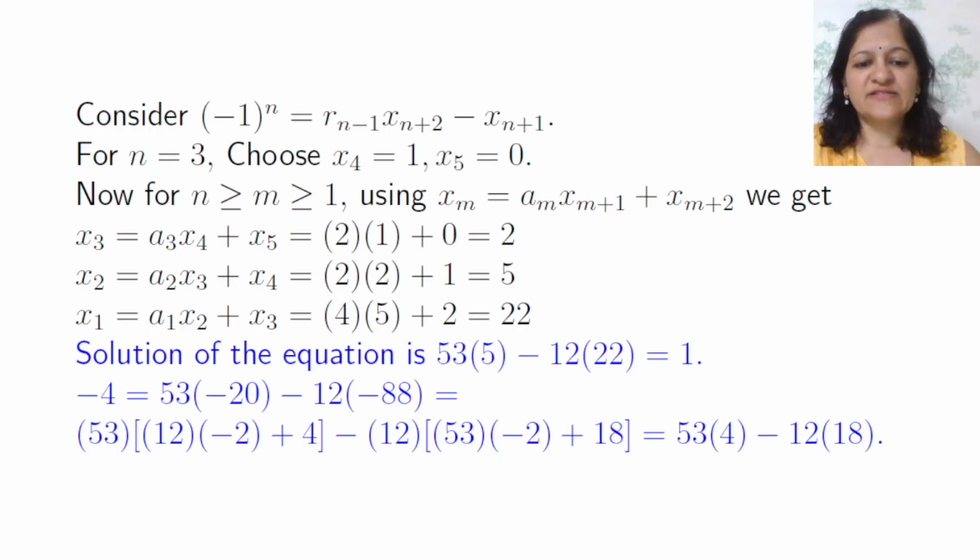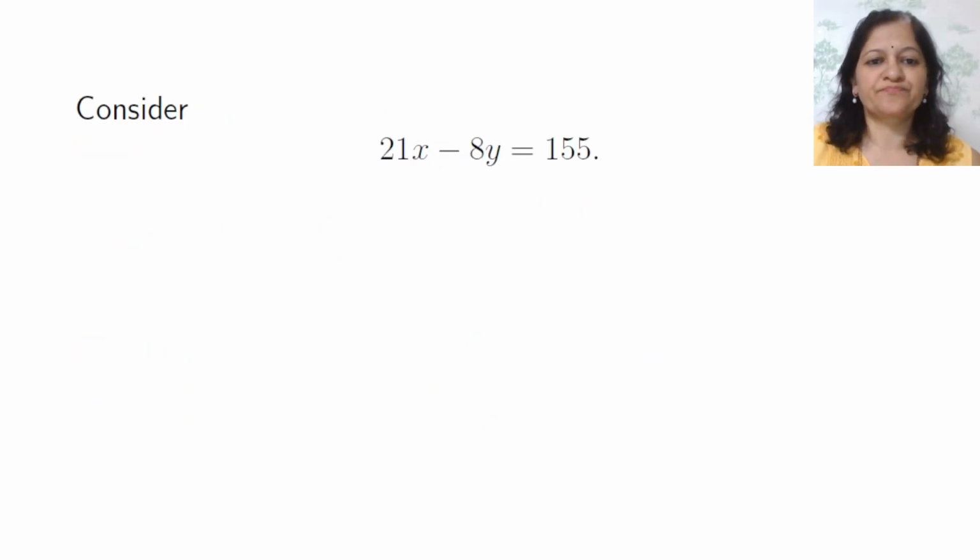So minus 20 we can write as a multiple of 12 plus some positive integer, and the same multiple we have to use for the other term. So we get this expression, and then cancelling the common terms we get 53 into 4 minus 12 into 18, which is a positive integral solution.